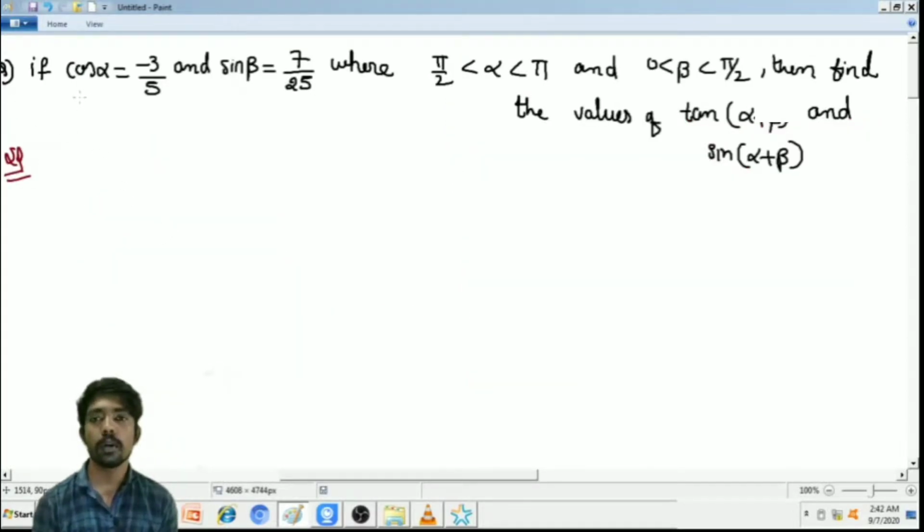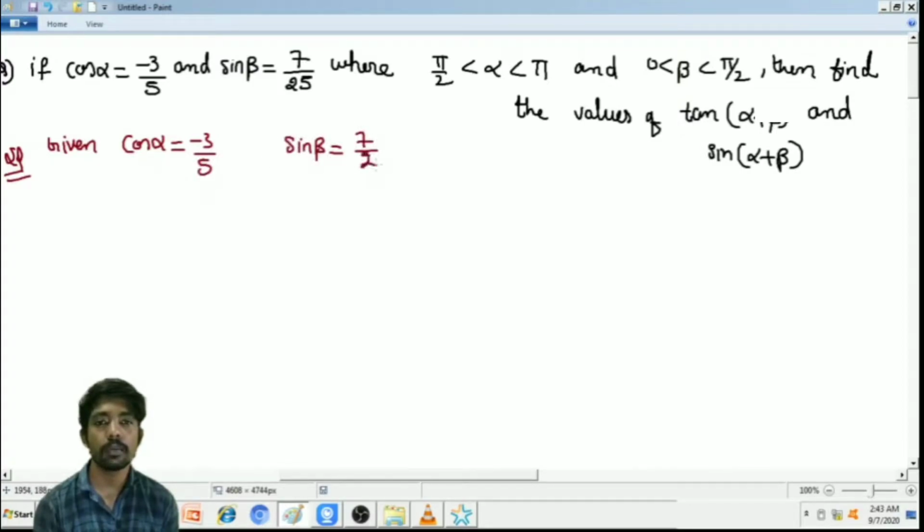Here in this problem we have cos alpha is equal to minus 3 by 5, sin beta is equal to 7 by 25, where alpha lies from pi by 2 to pi and beta lies from 0 to pi by 2. That means find the values of tan of alpha plus beta and sin of alpha plus beta. Now we have cos alpha and sin beta given: cos alpha is equal to minus 3 by 5 and sin beta is equal to 7 by 25.